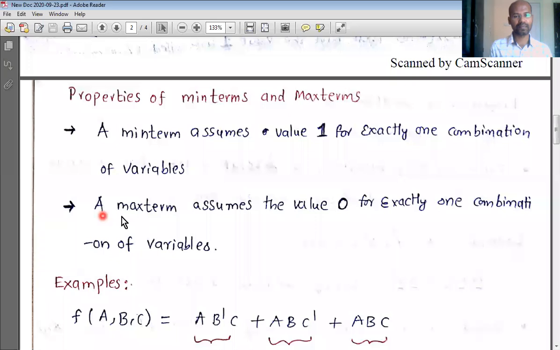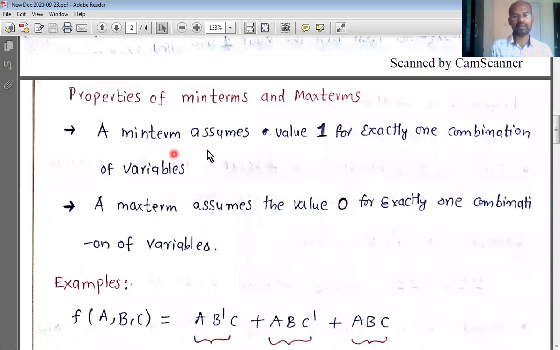In the same way, a max term takes the value 0. A max term will get the value 0 for exactly one combination of variables. Out of 8 combinations, a max term will have 0 only for one combination. For the rest of the 7 combinations, it will have 1.